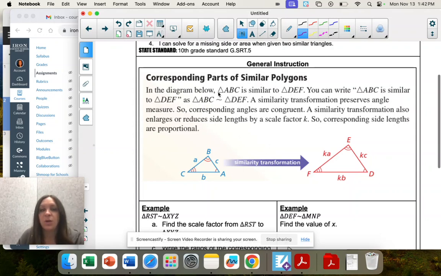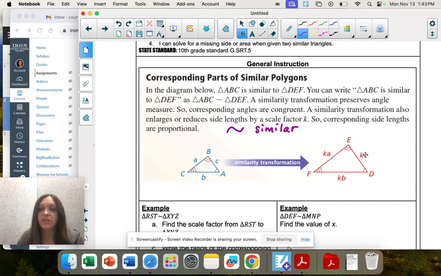So I'm going to read this in math terms. In the diagram below, triangle ABC, that's right here. Triangle ABC is similar to triangle DEF. So when we write that, how I just read it, ABC is similar to DEF, we use this squiggly line. So this means similar. When you see that, you read it as similar.